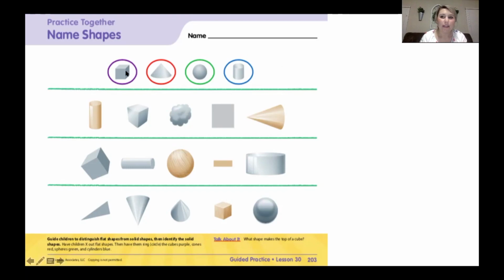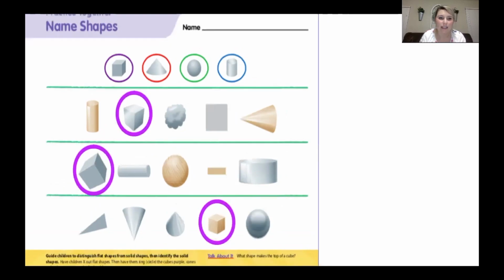So here we're going to go to the cubes, and we're going to circle all the cubes in purple. Remember, a cube has 6 sides, and some of them we might not be able to see in the picture. But remember, a cube kind of looks like a square. So we're going to go off of that and find the cubes in our picture. But remember, a cube is box-like, so we're going to be looking for those.